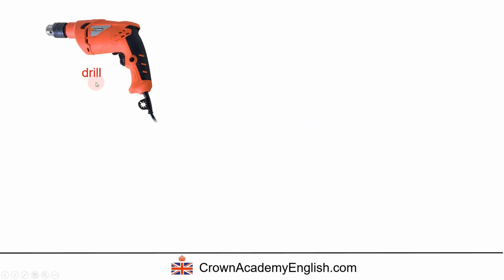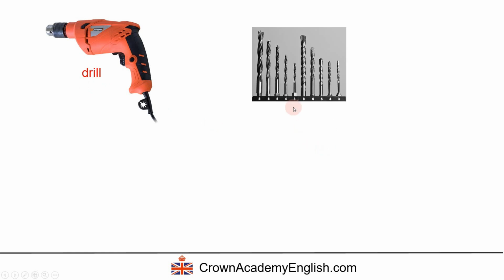This is called a drill. Drill. And these are the metal parts that go here, inside the drill. These are the parts of the drill that cut or make the hole in the wood. And they are called drill bits. Drill bits.